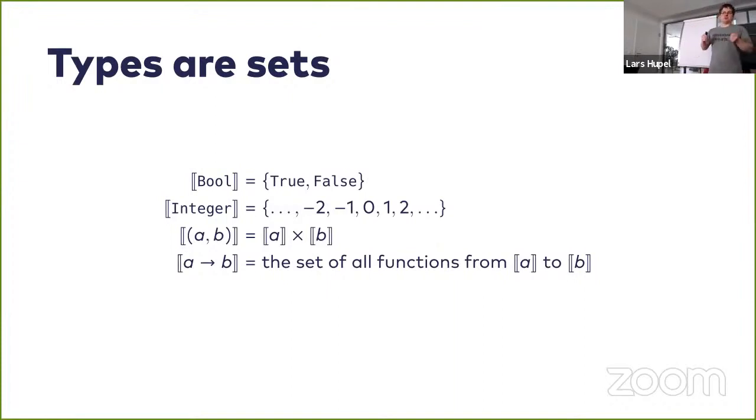And the denotation for Bool, for example, is just a set that contains two things, namely True and False. For Integer, the denotation would be the set of all the whole numbers, starting from negative infinity and going to plus infinity.